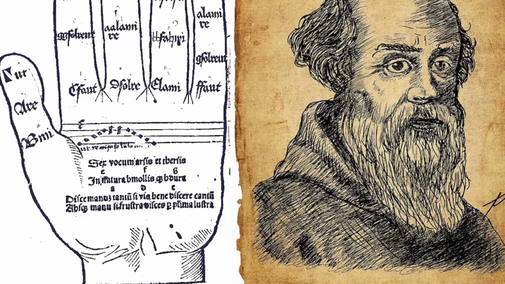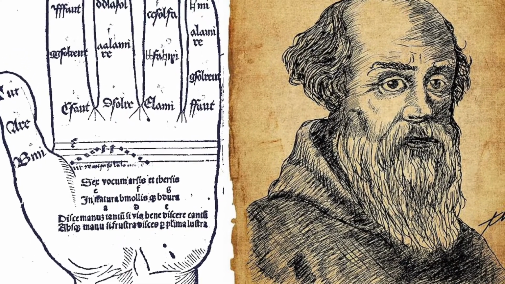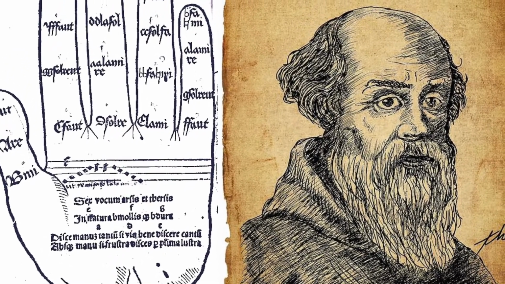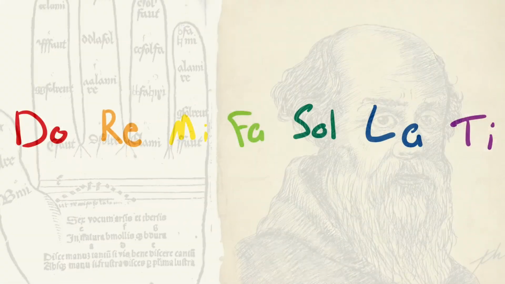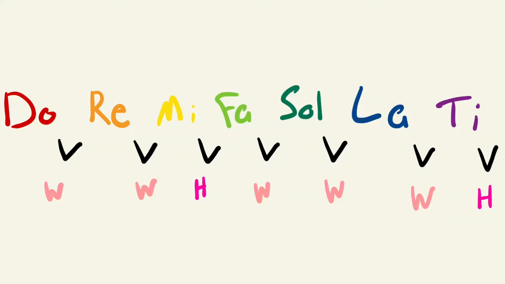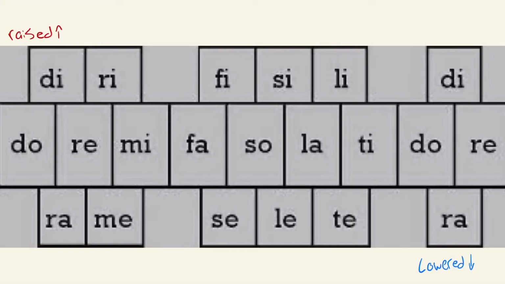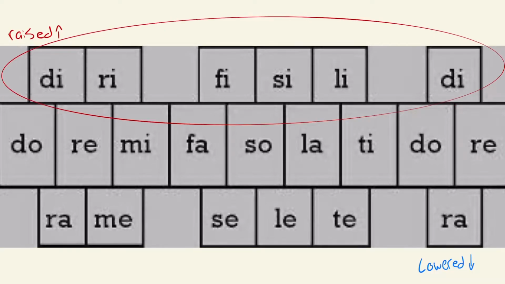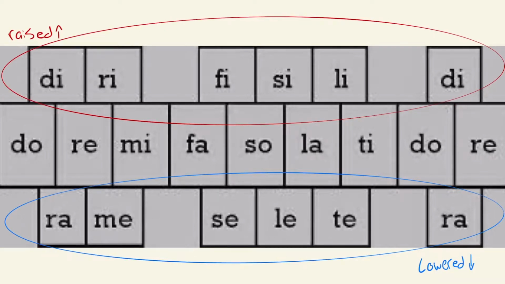Our modern-day solfege system derives from a system developed by Guido of Arezzo, an 11th century Italian monk. There are 7 main syllables: do, re, mi, fa, so, la, and ti. These syllables are arranged in a series of whole and half steps. There are also a number of altered syllables for the chromatic pitches in between.